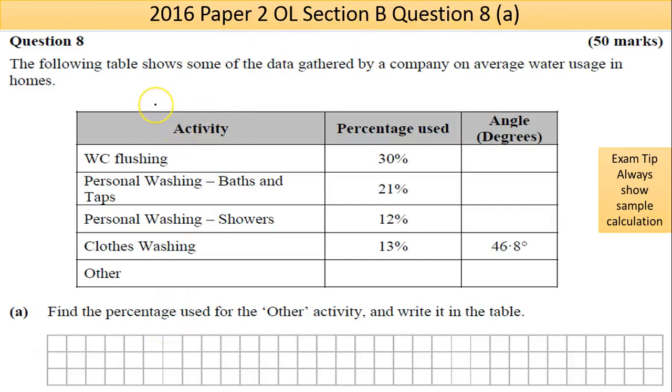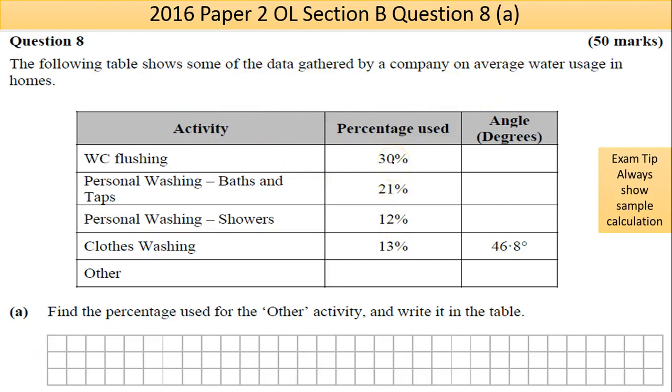So it gets stuck in here, but as I always say, you should always try to pause this and give each part a go before I run through it with you. So this question 8, the table below shows the data gathered by a company on average water usage in homes. So you have different percentages there.